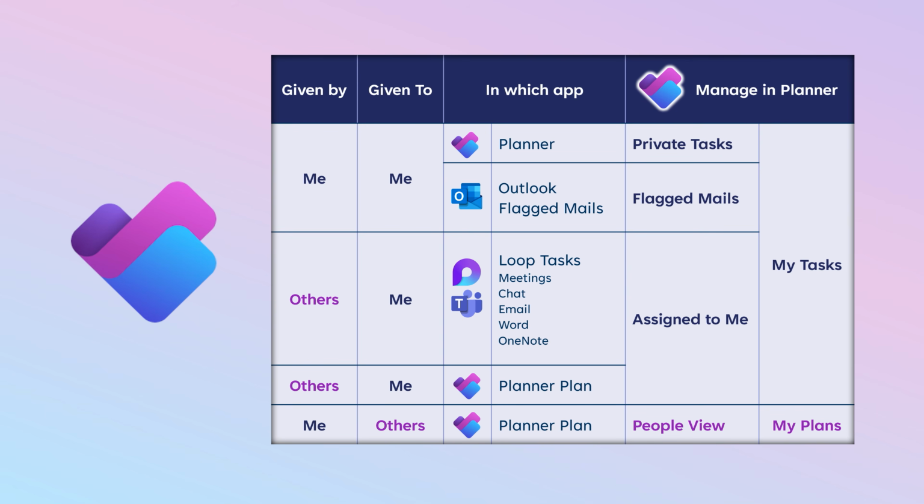Others can delegate work to me in two different ways. One is through loop task list, and loop can be added in loop pages or meetings or chat, email, Word, OneNote, many different places. In either case, they will appear under assigned to me, my tasks. If others have created a planner plan, that will still appear under assigned to me. These plans can be basic plans or premium plans, simple tasks as well as linked tasks.